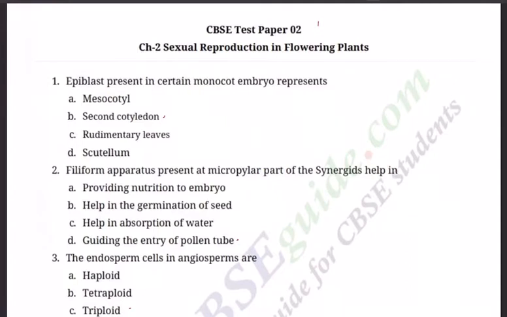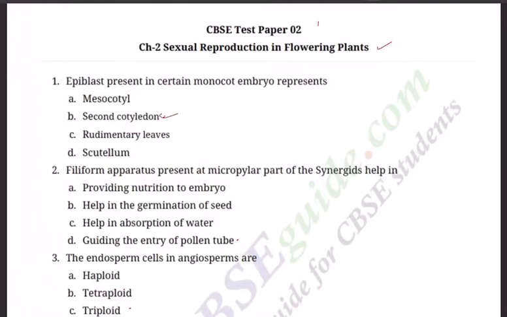So here we go. Chapter number 2, sexual reproduction in flowering plants. In this chapter, as usual, we are going to solve some multiple choice questions, 1 mark questions, 2 mark questions, 3 mark questions, as well as long type 5 mark questions. Question number 1: a pea blast present in certain monocot embryo represents mesocotyle, second cotyledon, rudimentary leaves, and scutellum.